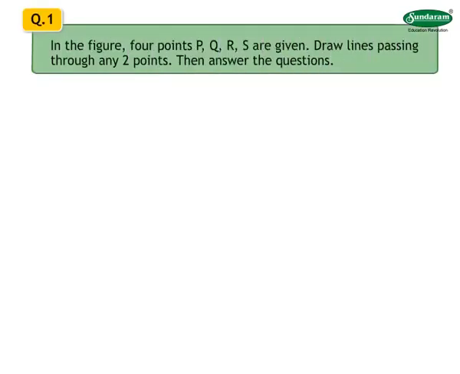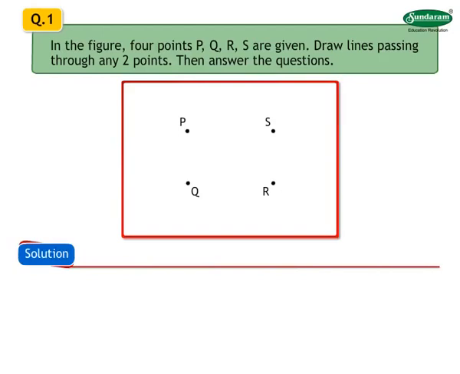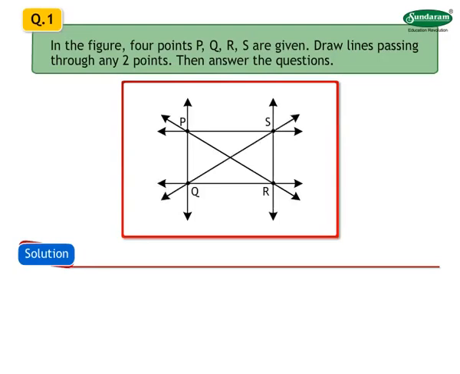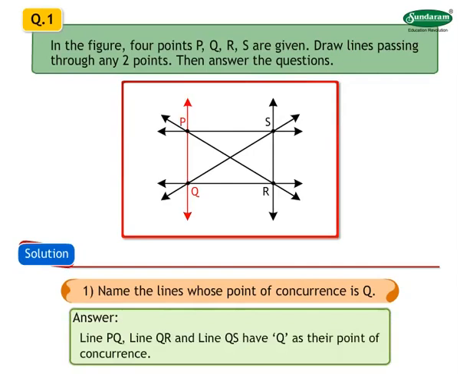Question number 1. In the figure, 4 points P, Q, R, S are given. Draw lines passing through any 2 points, then answer the questions. Solution. Draw lines joining P and S, P and Q, Q and R, R and S, P and R, S and Q. Number 1. Name the lines whose point of concurrence is Q. Answer. Line PQ, line QR and line QS have Q as their point of concurrence.